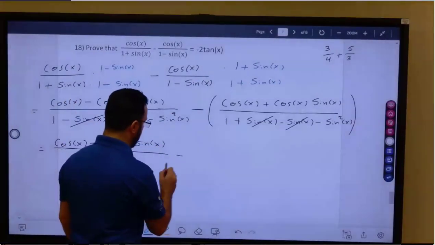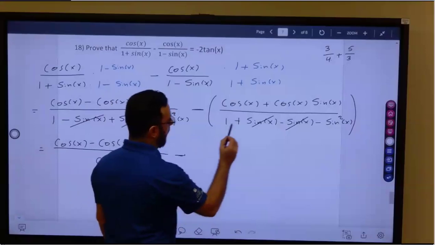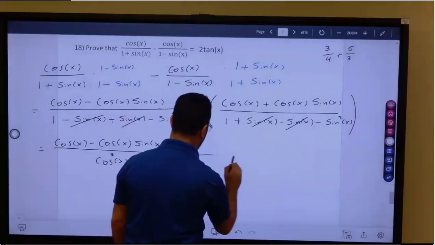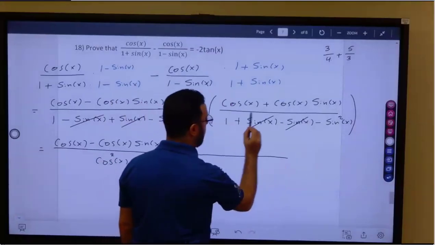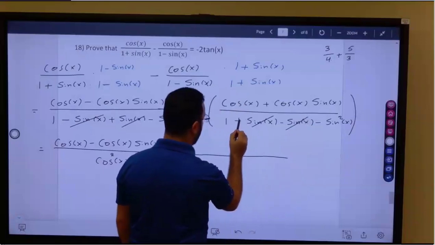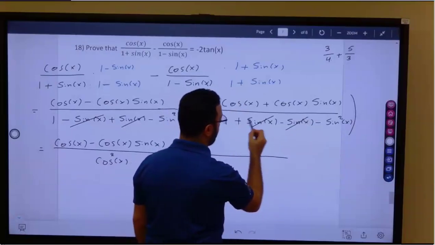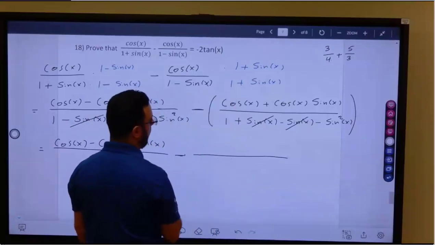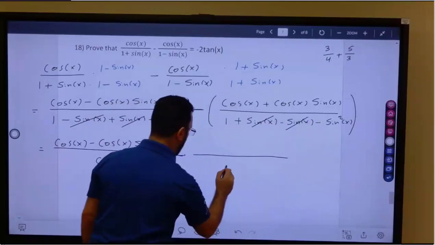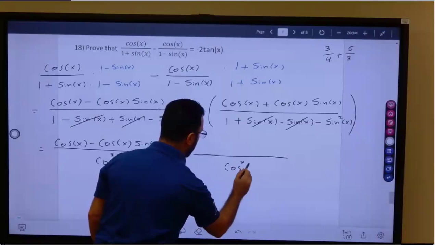Minus. Do the same thing here. After I do the cancellation here, I have 1 minus. Don't confuse yourself about this plus. This is plus with the sign, and you already canceled it with the negative sign. So 1 minus sine squared also is going to be cosine squared of x.